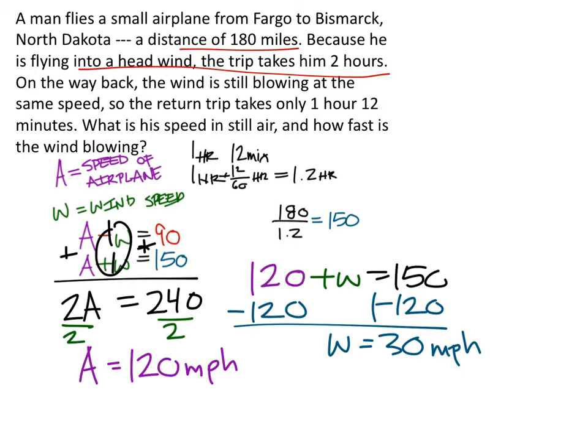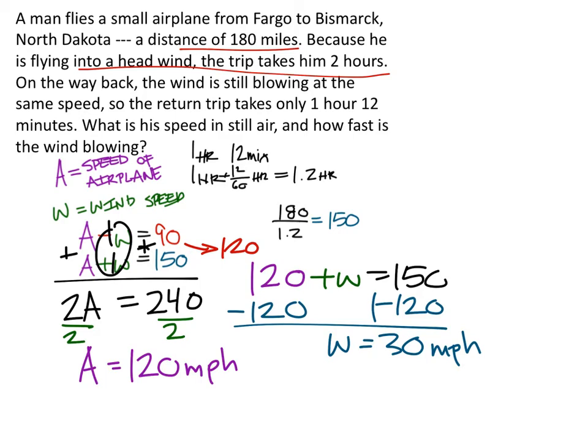Some of you guys noticed that the average of these two numbers, 90 and 150, is 120 as well. Or it's the number right in the middle of the two, okay? And that's the nice thing about these problems. If you don't want to do all that work, just find the average of the two speeds, which tells you the speed of the airplane.